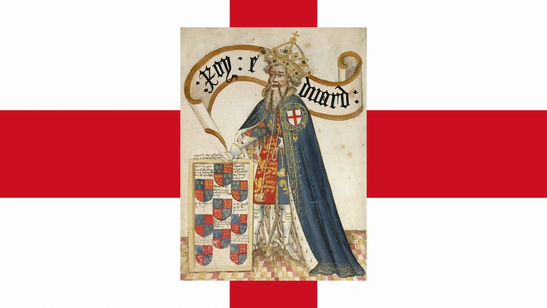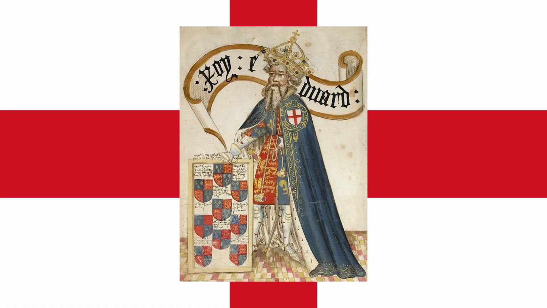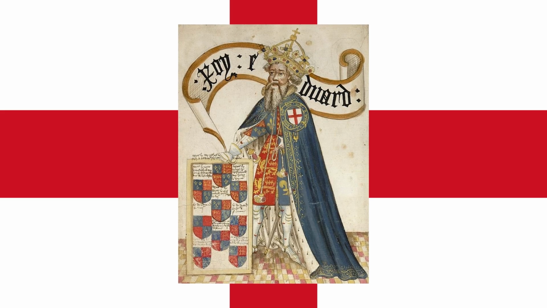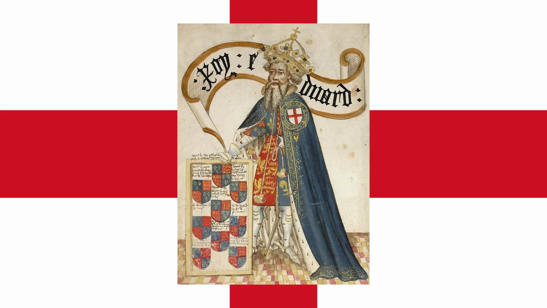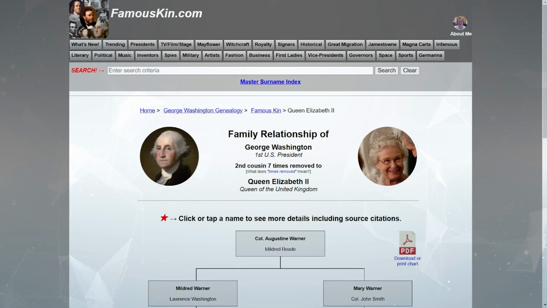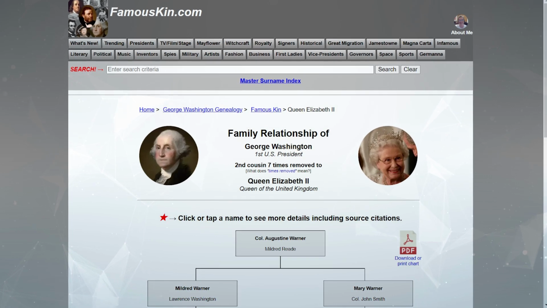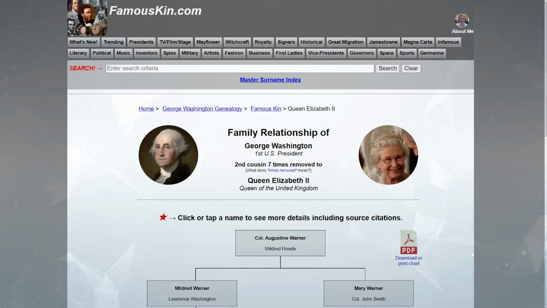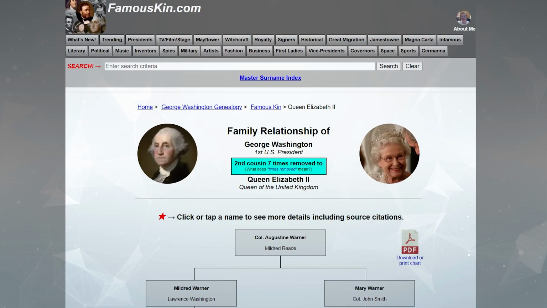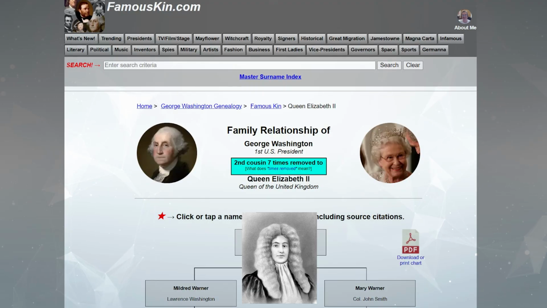Through his paternal grandmother, George Washington was descended from King Edward III, the King of England from 1327 until his death in 1377. Interestingly to note as well, George Washington was also a distant relation of Queen Elizabeth II, who died just in 2022. They were second cousins 7 times removed, connected through Colonel Augustine Warner Jr.